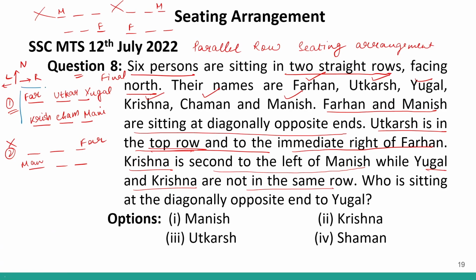Okay, these are two rows. They are facing north. This is my final arrangement. Now, based on this arrangement, the question asks who is sitting at the diagonally opposite end of Yugal. So, diagonally opposite end means Yugal is over here. Diagonally opposite will be Krishna. So, my answer will be option number 2, Krishna. Clear?